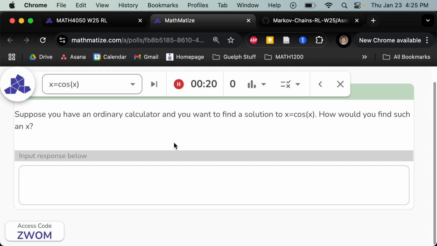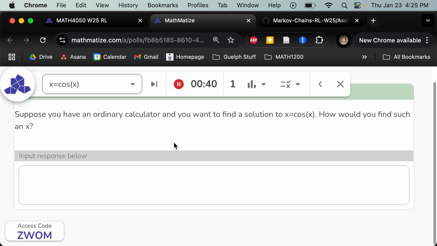I'll draw a little graph. So here's the cosine. What does cosine start at? At 1, and it goes down. So this is y equals cosine of x. And then this is y equals x. How do you figure out this point of intersection using your regular calculator?